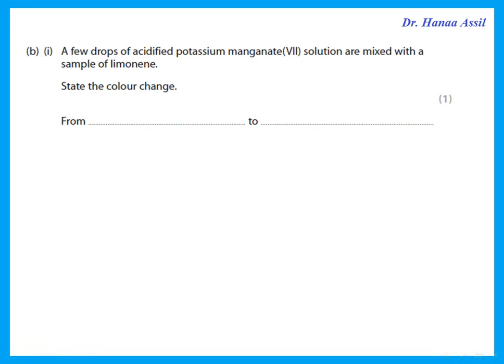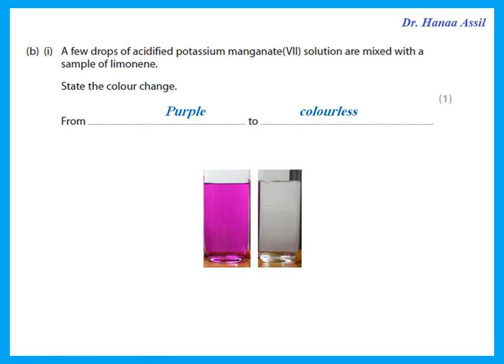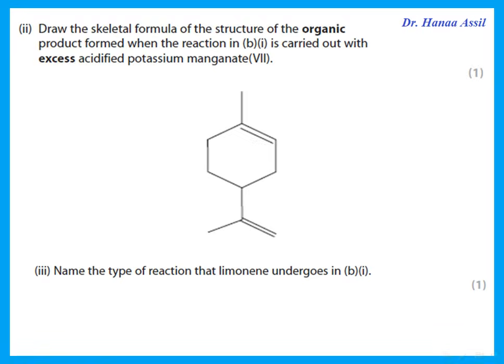A few drops of acidified potassium manganate solution are mixed with a sample of limonene. State the color change. You remember, when potassium manganate reacts with something, it changes from what to what? Purple to colorless. That is, potassium manganate is originally purple. When it reacts, it turns colorless.